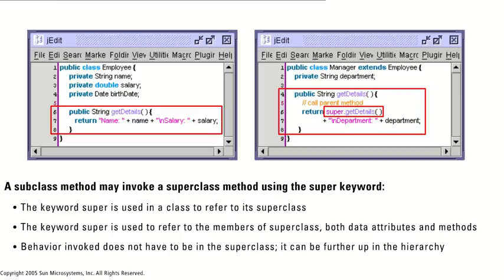So as you can see in the getDetails method in the manager class, we are calling super.getDetails, which will call the employee's getDetails method to get the string that has the name and salary in it, and then we will concatenate on the department information.